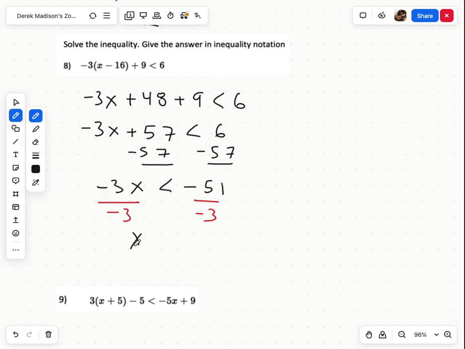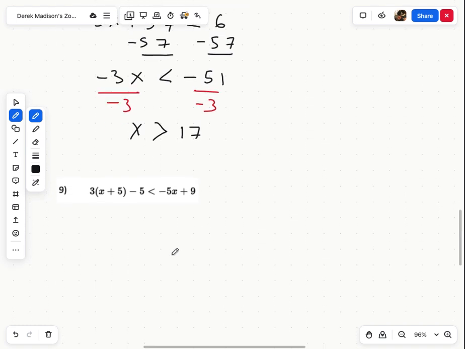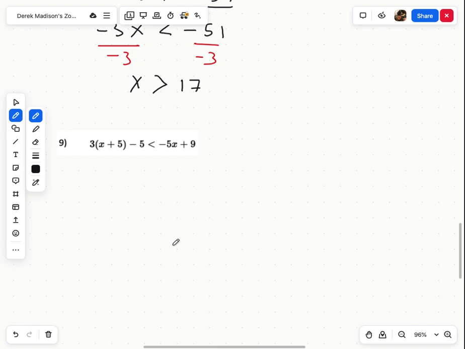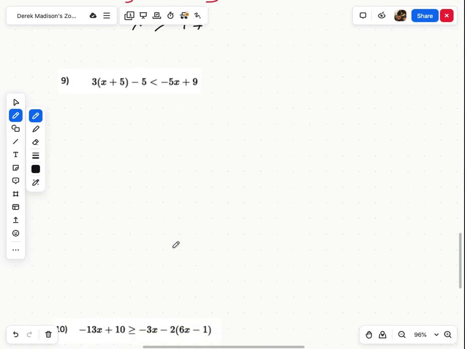So that cancels, and then x is, remember to flip that, greater than, and 3 goes into 51 17 times. And this one is asking for inequality notation, so that's exactly what I have right there. So that would be done. And I think that's the directions for these last 3. Yep, I didn't put new directions, so that would be it.